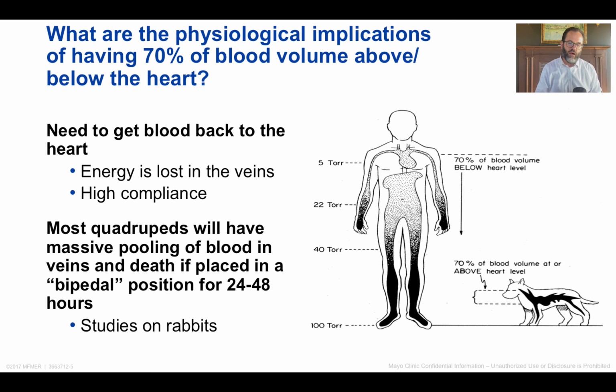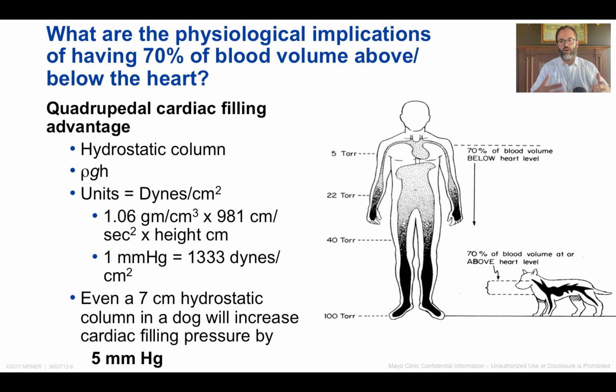They have subsequently had adaptations peripherally that enable them to survive quite well with this large amount of blood volume above the heart. They really don't survive very well with the substantial amounts of blood below the heart, and have tremendous fluid exudation as well. So when we are looking at this sort of quadrupedal cardiac filling advantage, you say, well, how big of an advantage is it really? Of course, we've got our hydrostatic column, and the magnitude of that can be calculated by rho GH, where rho is the density of blood, G is the force imparted to it by gravity, and H is the height of that hydrostatic column.